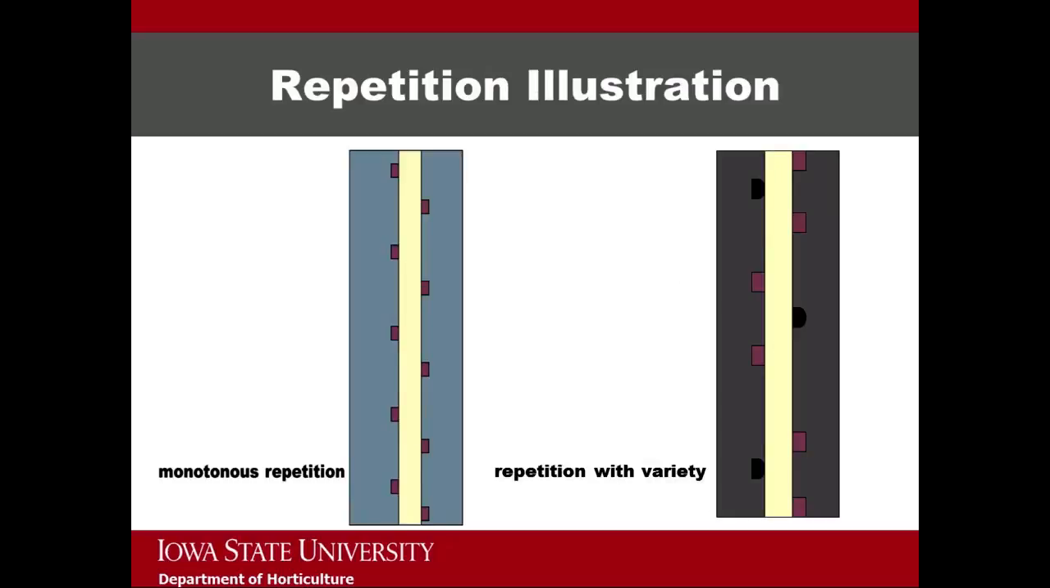Repetition doesn't have to be monotonous. The illustration on the left shows a central axis with small rectangles repeated at set distances along the length of it. This is pretty monotonous. The image on the right shows repetition with just a little bit of variation. In this case, the alternating pattern of rectangles and half circles are repeated rather than just the rectangles. This type of repetition gives a little more visual interest.